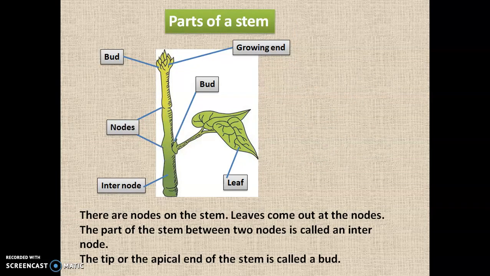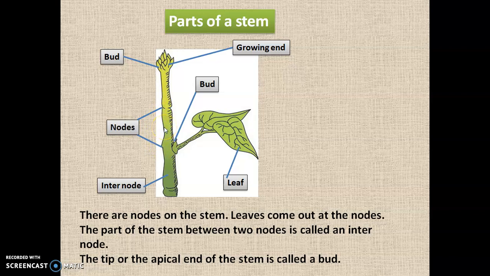Now, let's see the various parts of the stem. There are nodes on the stem. See this diagram, these are called nodes. And what is the use of these nodes? Leaves come out at the nodes. Here we can see the leaf has come out from a specific place on the stem, and that place is called a node.